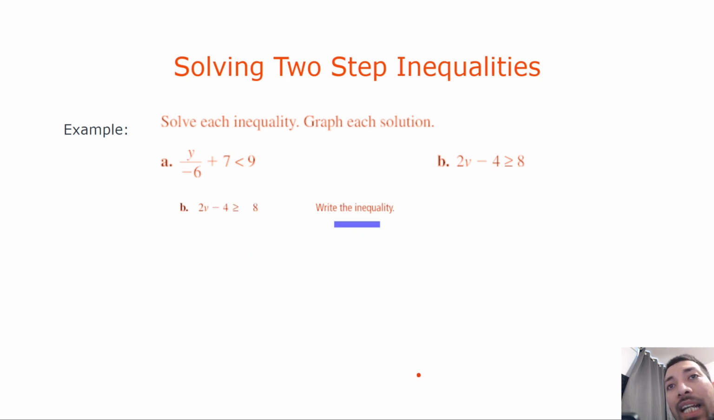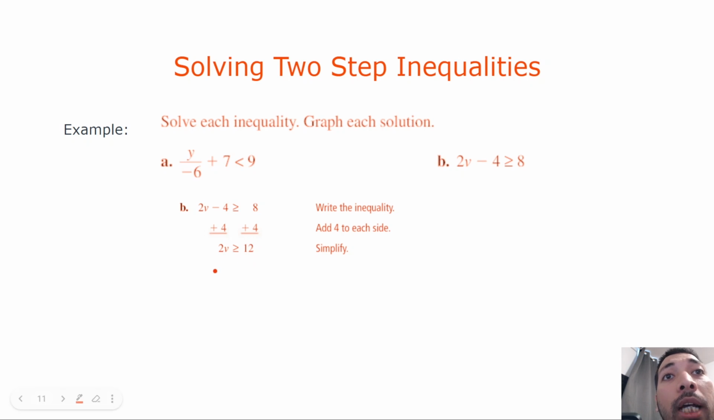Now let's look at the second problem over here. We have 2v minus 4 greater than or equal to 8. So we first write down this inequality, and then we move this 4 to the right side by adding 4 on both sides. So adding 4, we get 2v greater than or equal to 12.